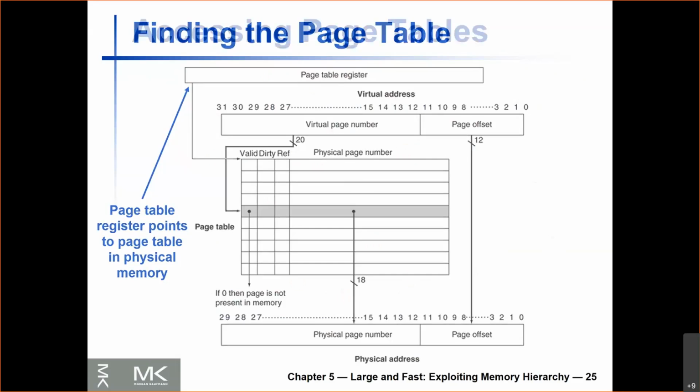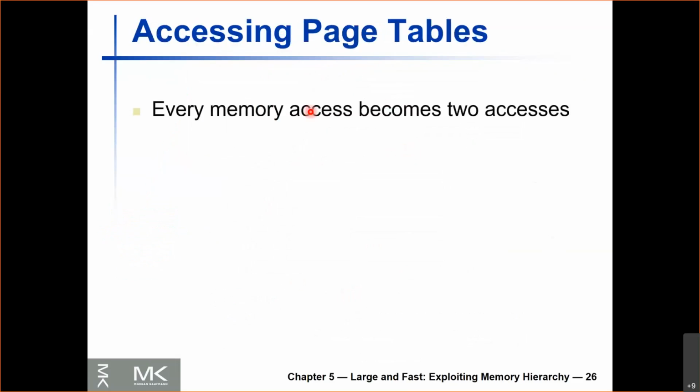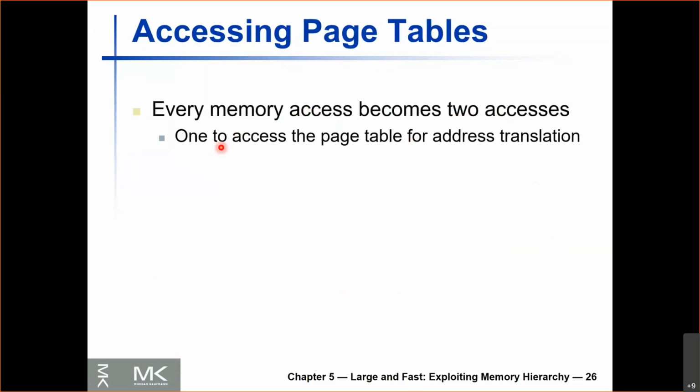The problem is that now every memory access becomes two accesses, right? Every time we want to access memory, we have to perform two accesses instead of one. We need to perform one access for the page table to get the address translation, and then another access to memory. And by the way, this page table representation that I showed you is a naive one.